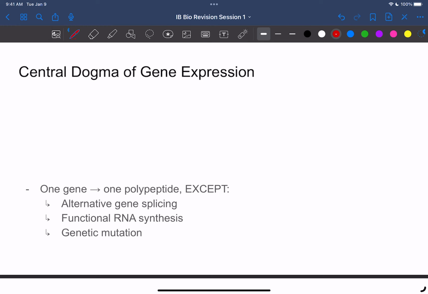Next, we're going to talk about the central dogma of gene expression. So we talked about this already. We have DNA.